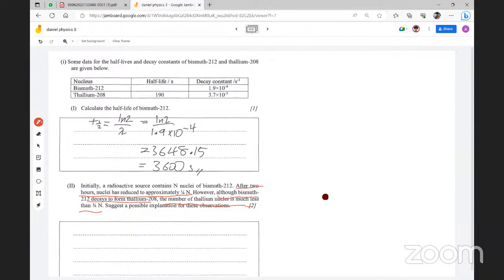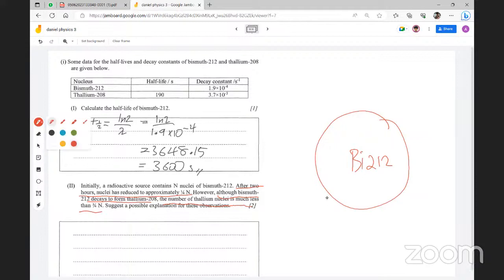Can you repeat that again? Sorry, one more time. Bismuth Bi, 212, right? After 2 hours, I have 1/4 left, right? Now, pray tell, what happens to the 3/4? According to you, what happened? Not according to the question. What do you think? It's decayed. And the word decay means what happens to the bismuth 212? Very likely, it becomes thallium. Okay. Just to say, they don't disappear, right?